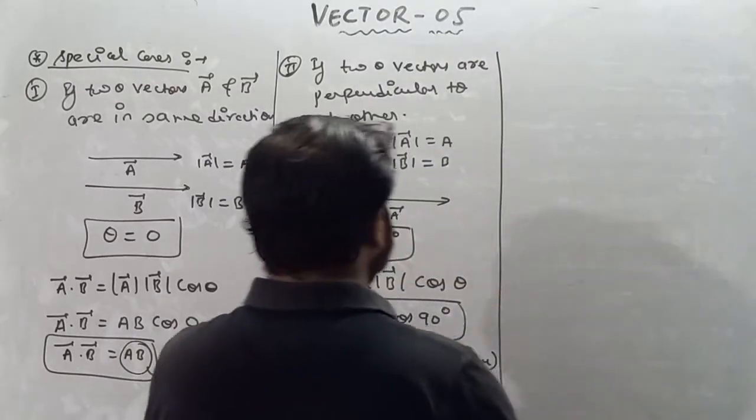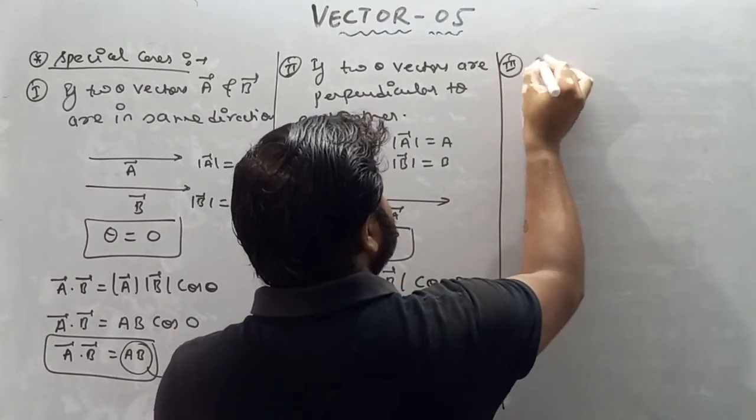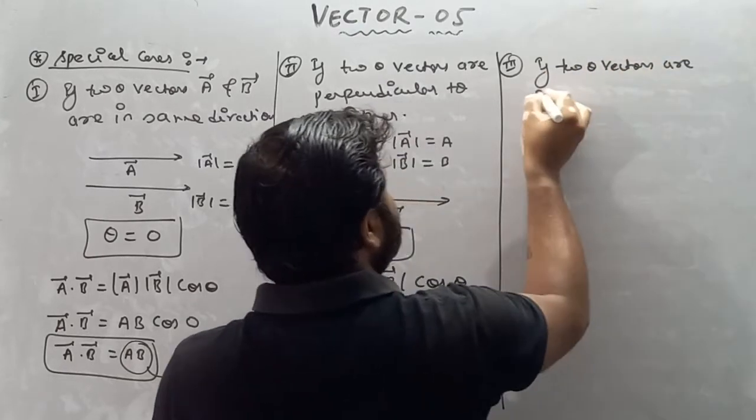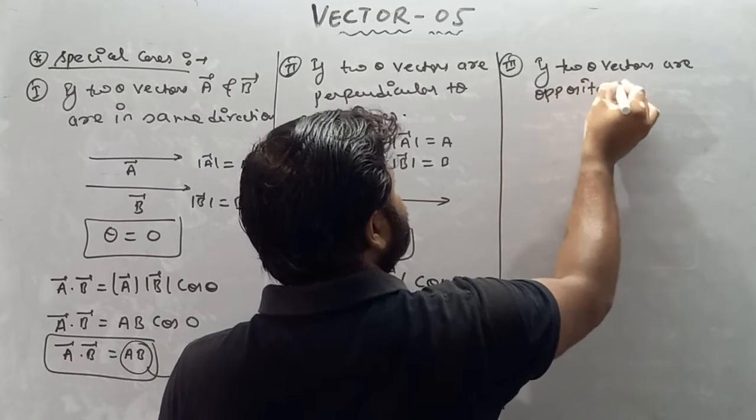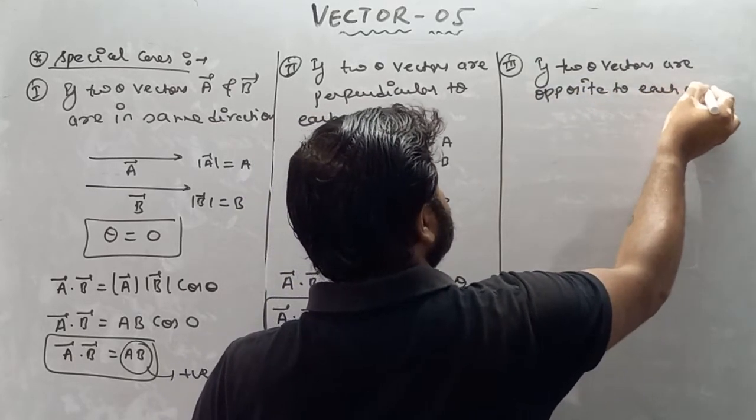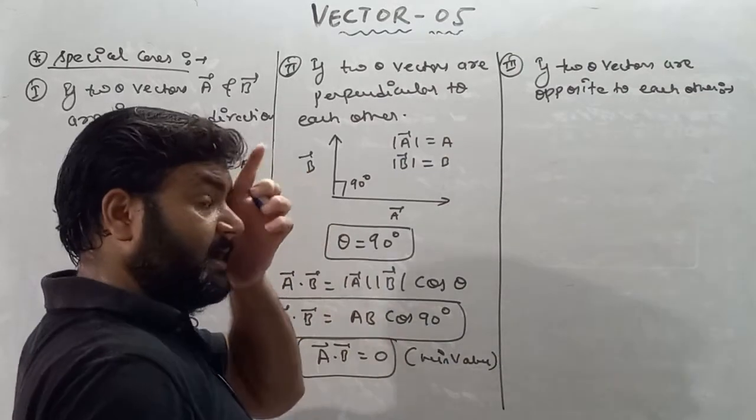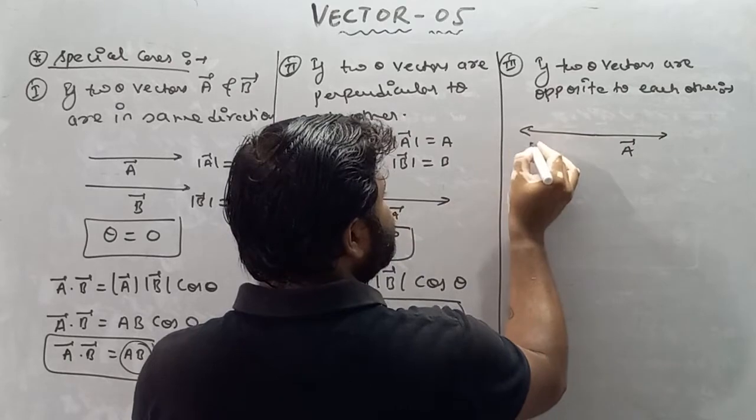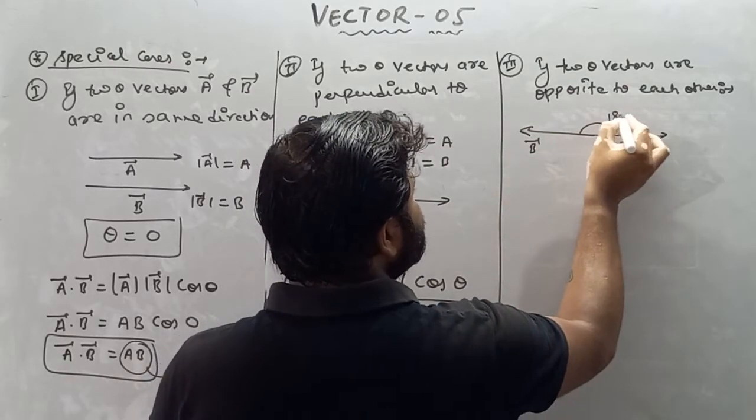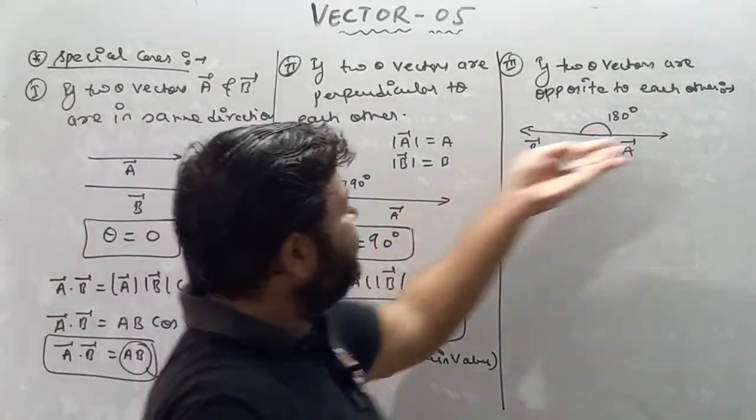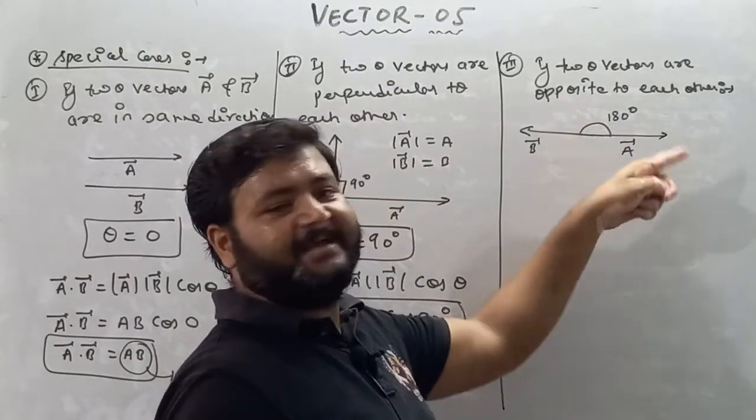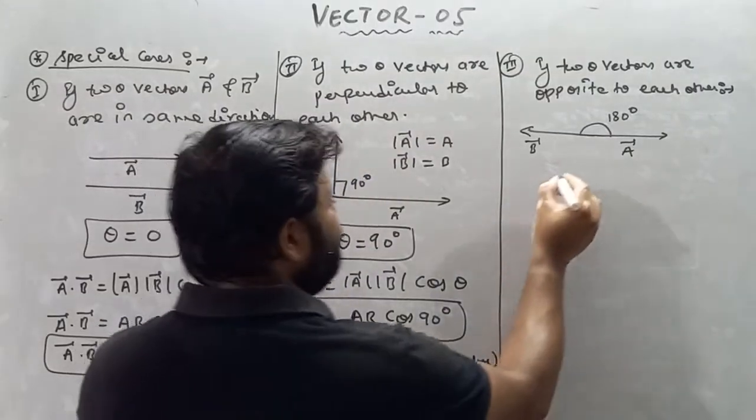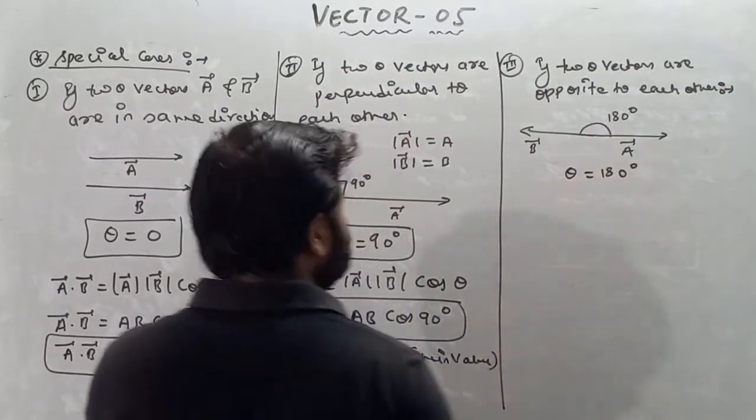Now moving to third case, if two vectors are opposite to each other. So let's suppose this is our A vector and this is our B vector. Both the vectors are opposite to each other. So if both the vectors are opposite to each other, then angle between them is 180 degree, because two vectors are opposite to each other. So the value of theta in this case is 180 degree.